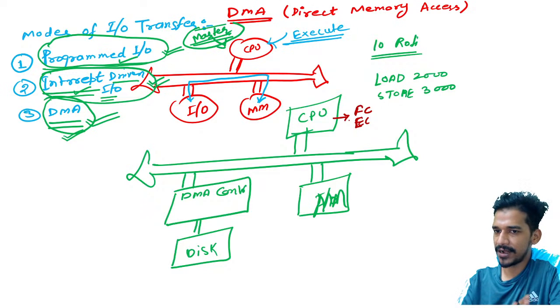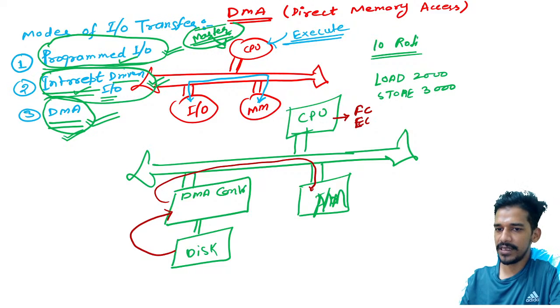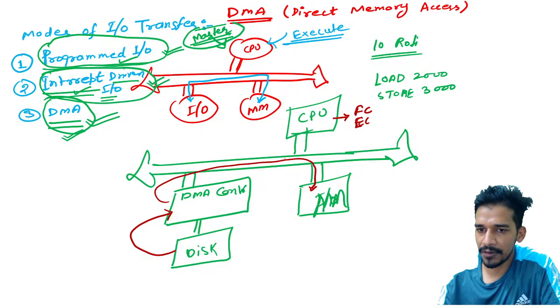That is the main functionality of CPU, right? CPU will fetch the instruction from the memory and will execute the instruction. What is the functionality of DMA? The functionality of DMA is to transfer the data from disk to DMA controller, then DMA controller to main memory, right? You will see here the fight is only about the system bus.